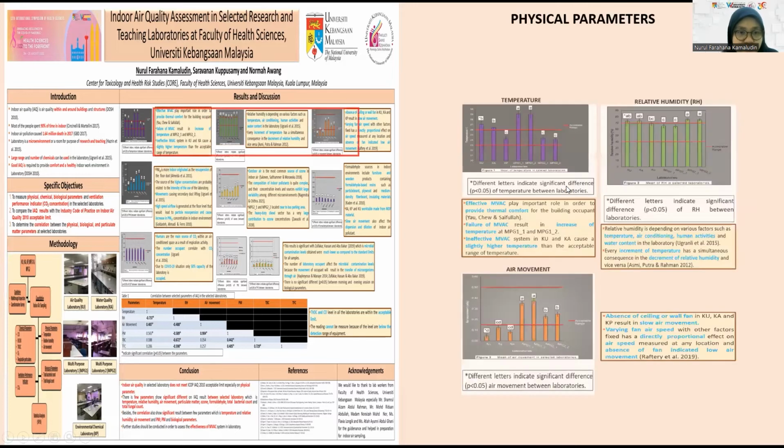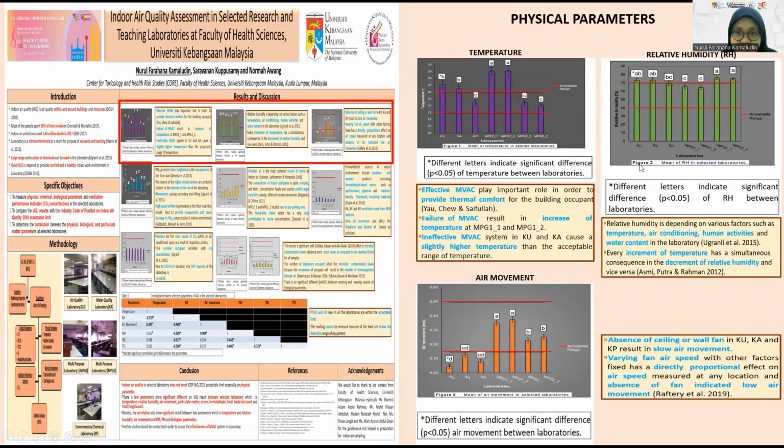Moving on to the result and discussion, for temperature and relative humidity parameters, 4 sampling points have exceeded the acceptable range stated in ICOP-IAQ due to the failure and ineffective mechanical ventilation air conditioning, MVAC, system in these particular labs. Generally, the temperature will influence the relative humidity of the air. And for air movement parameters, 3 sampling points located in KU, KA, and KP were recorded below the acceptable range. The absence of a ceiling fan or wall fan will influence the slow air movement in these 3 labs.